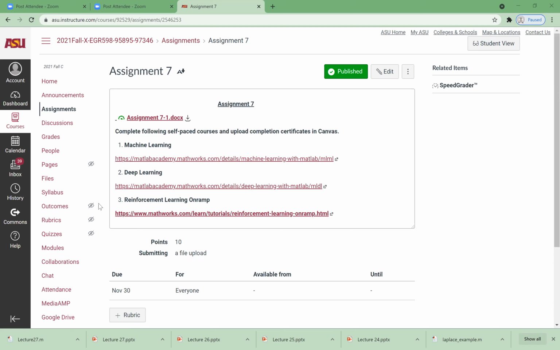Yes, actually ISU has subscribed to the institution license for Matlab, and all the courses are free of charge. So you just have to download the Matlab software and create a login at the MathWorks website.